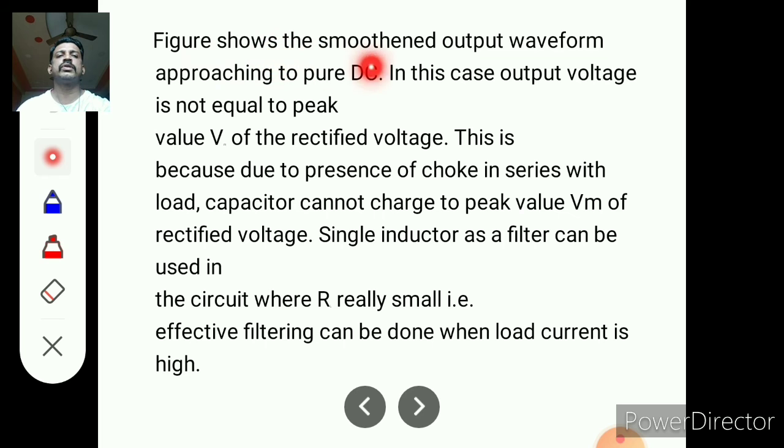The figure shows the smooth output waveform approaching pure DC, where the output voltage is not equal to the peak value Vm of the rectifier voltage. This is because, due to the presence of the choke in series with the load, the capacitor cannot charge to the peak value Vm of the rectifier voltage. A single inductor as a filter can be used in a circuit where R is really small, that is, effective filtering can be done when the load current is high.